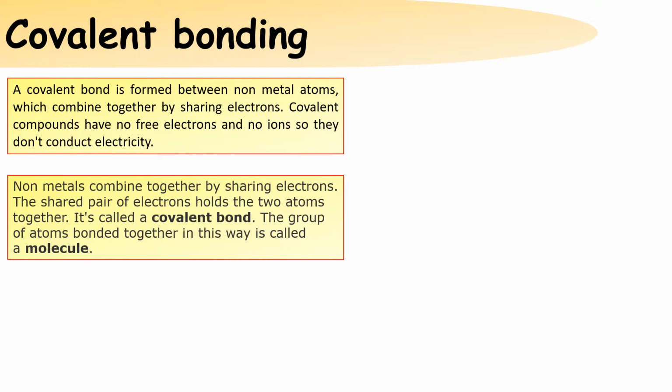Non-metals combine together by sharing electrons. The shared pair of electrons holds the two atoms together. This is called a covalent bond. A group of atoms bonded together is called a molecule.